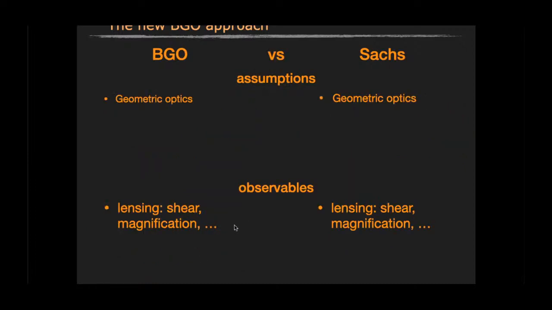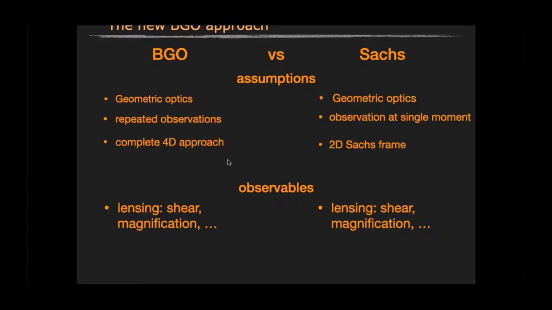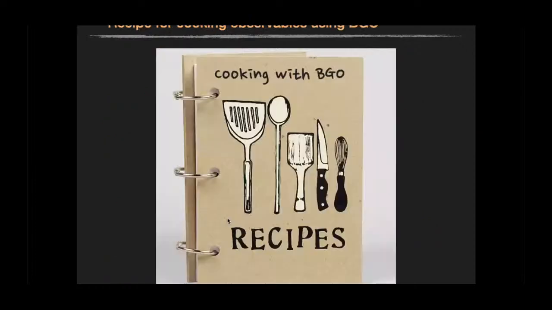One of the main novelties of the BGO approach is that it provides a straightforward way to describe what happens when observations occur over a prolonged period of time. In addition to the standard lensing effects, they can also describe drift effects, meaning secular changes of observables. In this sense, the BGO formalism provides a unified framework that can be used to extract all possible optical observables.